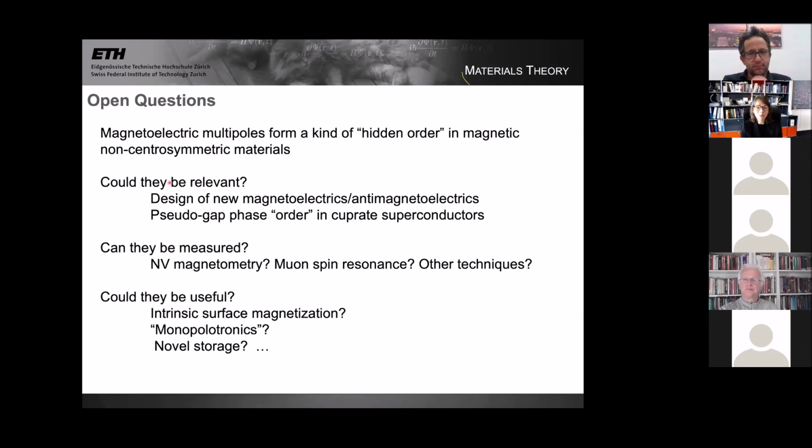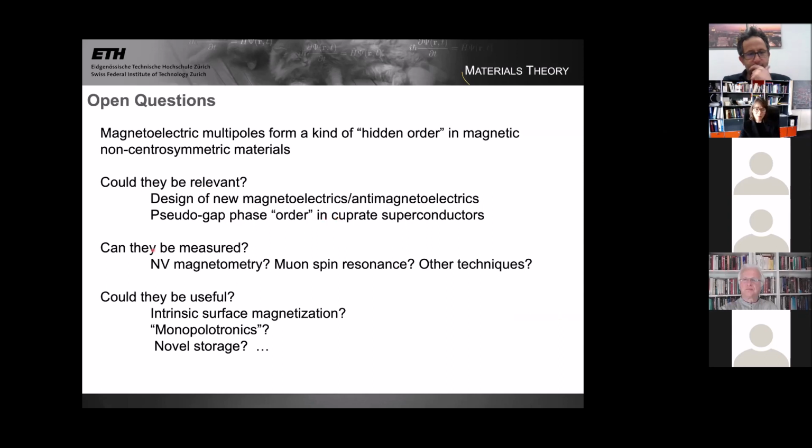I hope that I've convinced you that magnetoelectric multipoles form a kind of hidden order in magnetic non-centrosymmetric materials. I find them very useful. It's up to you whether you think they're relevant or not. I find them useful in thinking about designing new magnetoelectrics, also anti-magnetoelectrics. They have the right symmetry to provide the hidden order in the pseudogap phase of the cuprates, which maybe could be relevant. Can they be measured?